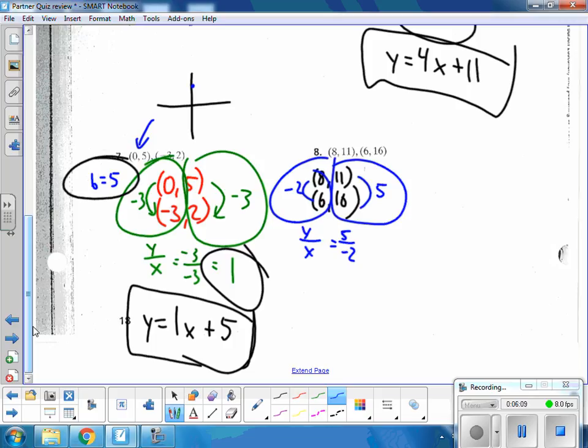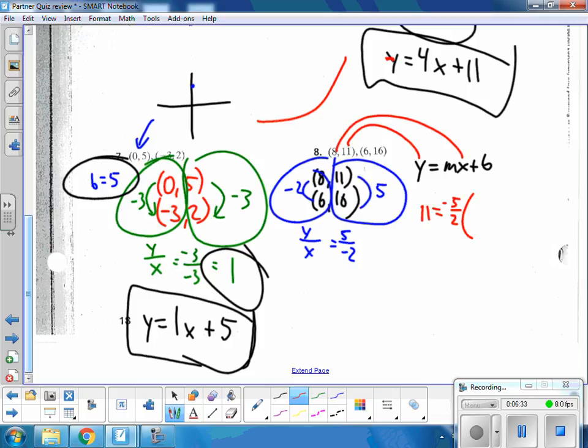Now that I have that, I need to find my y-intercept. I'm going to do y equals mx plus b. I'm going to plug in all the stuff I know. I've got an 11. I've got my slope. I've got an x. I'm going to find b. All right, so let's do that. My y is 11 equals my slope, which is kind of funky, it's -5/2, and that's okay though, times x, which is 8, and that is plus b.